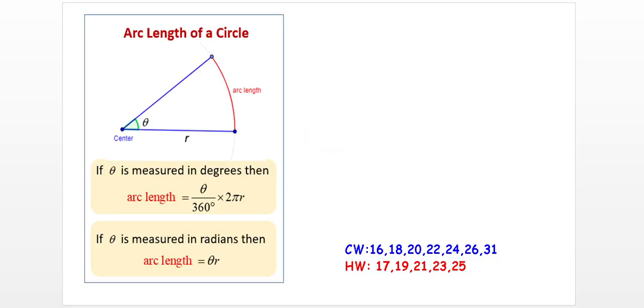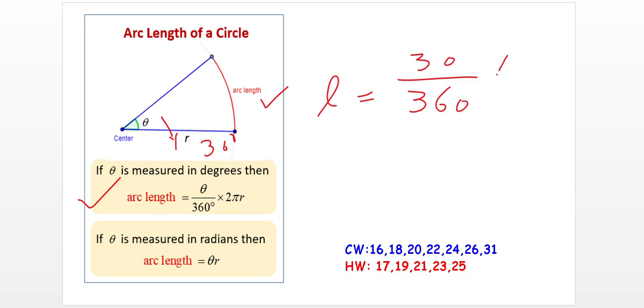Okay, next we have how do we find the arc length? So here is the formula for the arc length when we are given the angle in degrees. Remember, you have two formulas for finding the arc length. One is when the angle is given in degrees. For example, if this angle is, let's say, 30 degrees, how will you find the arc length? The arc length we usually represent with the letter L, small l. So it will become 30 over 360 times 2 pi r.